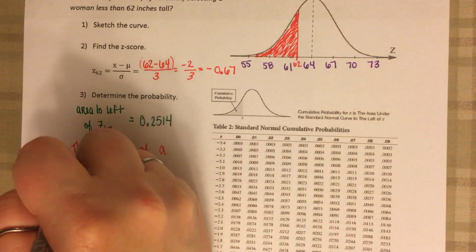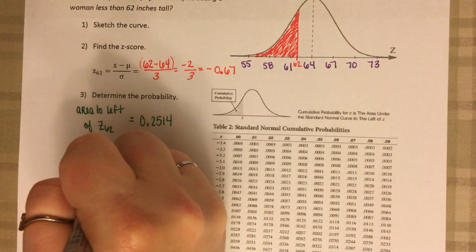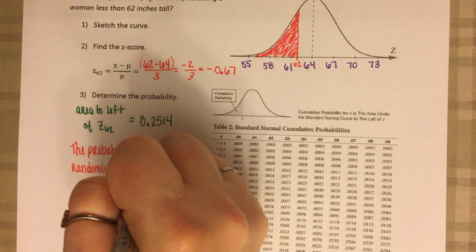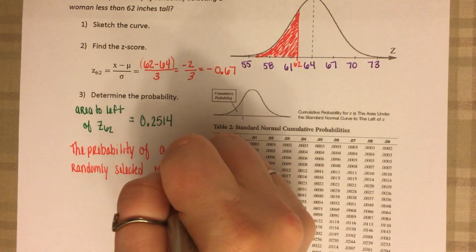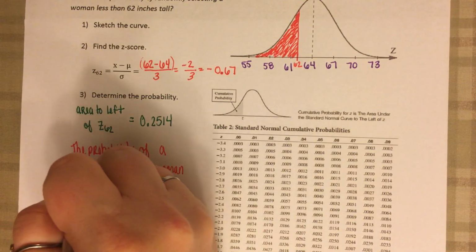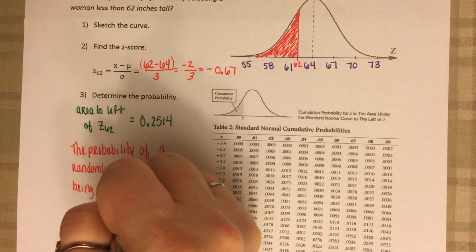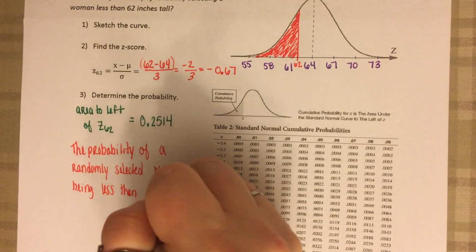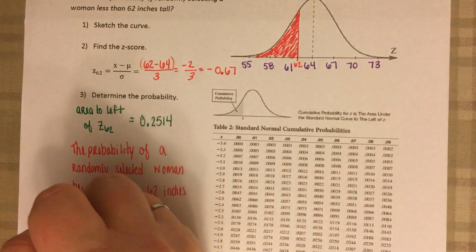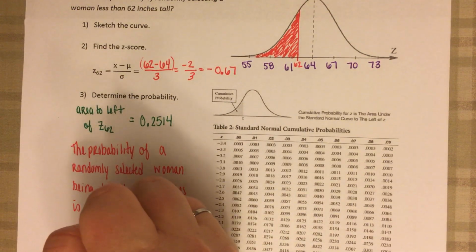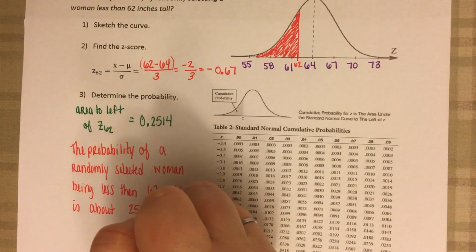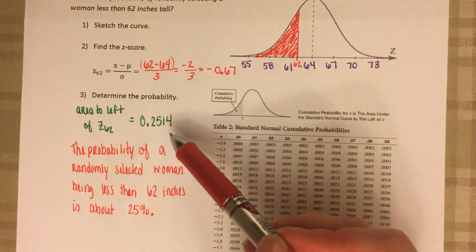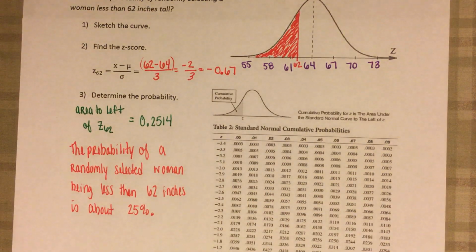So we are going to say the probability of a randomly selected woman being less than 62 inches is about 25%, because this 0.2514 rounds to about 25%. In general practice for these problems, we're going to want to make sure that we write our final answer in a sentence, and then we answer the question that is being asked of us.